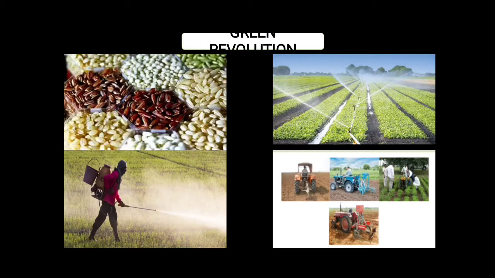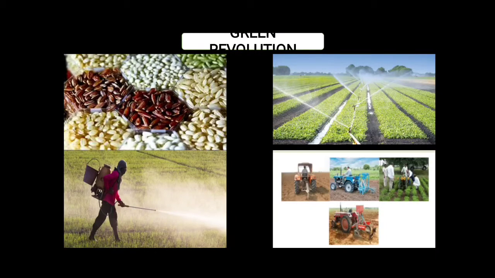Next, they introduced chemical fertilizers as well as the use of pesticides and insecticides in order to prevent infection or the pests eating the crops away. These were introduced, as well as mechanization.